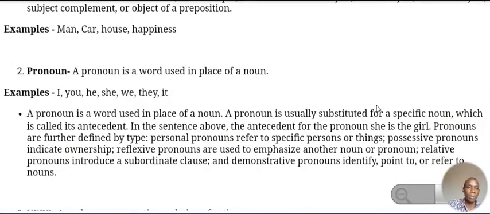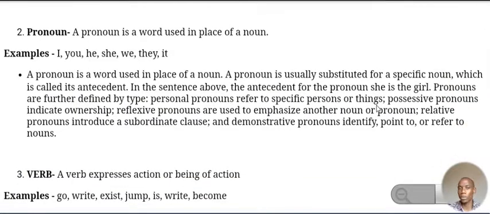Part of speech number 2, we have what we call a pronoun. A pronoun is a word used in place of a noun. It means that a pronoun can replace a noun. Examples of pronouns: I, you, he, she, we, they, and it. A pronoun is usually substituted for a specific noun, which is called its antecedent. In the sentence above, the antecedent for the pronoun she is the girl.